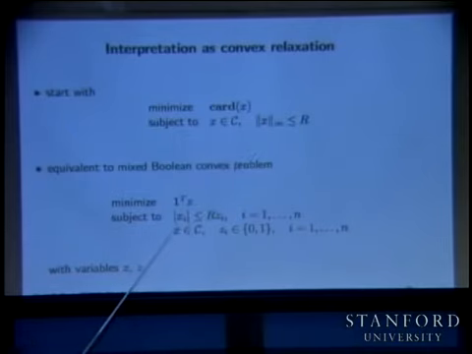If we do this, we end up with this problem. This problem is Boolean convex, and what that means is that everything is convex in the variables, that's x and z, except for one minor problem, and that is that the z's are 0 or 1. Okay? So this is a Boolean convex problem. It's absolutely equivalent to this one. It's just as hard, of course.